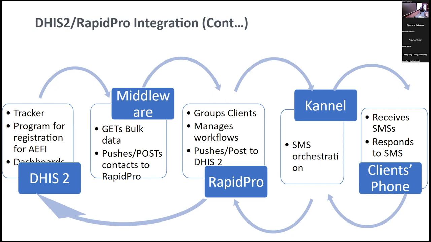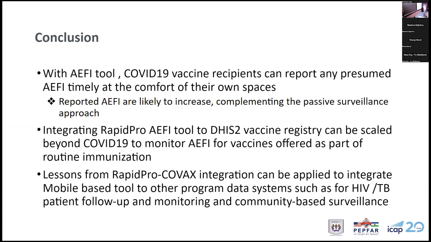And then RapidPro will use Canal. Canal is like your SMS gateway, where you are able to send the messages to the clients. And when the clients respond, they respond through the Canal, and then the SMS gets registered in RapidPro. RapidPro then will send the data into the DHIS2 tracker instance that you have developed. So the data is now available on the dashboard for everybody to see at central level. So that is a quick depiction of the workflow.